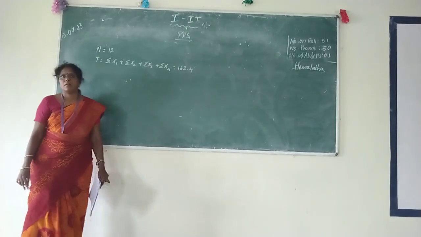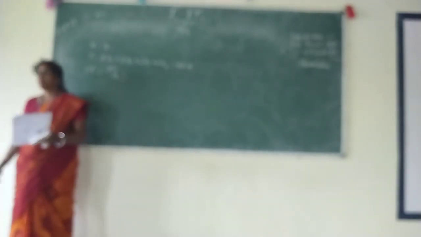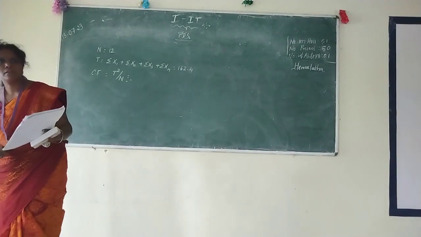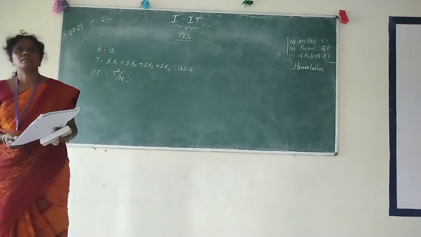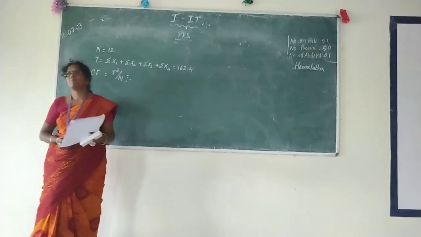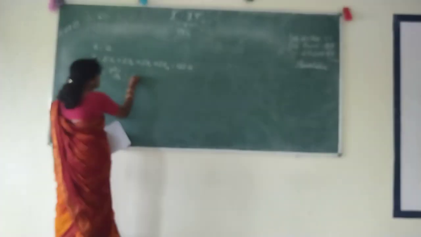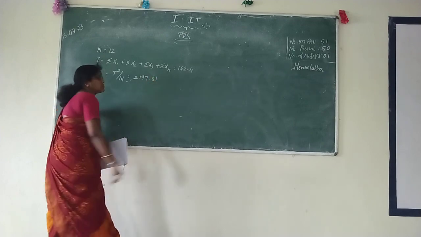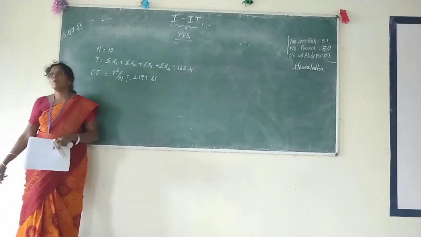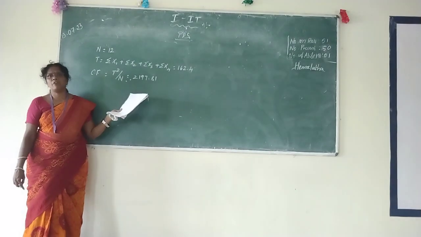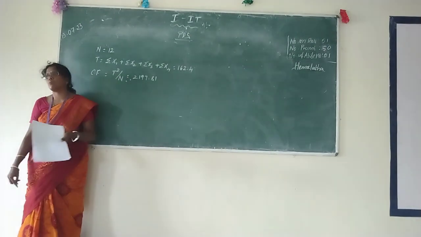Next, find the correction factor, T square by N. Square the T value and divide by 12. T square by N is 2197.81. Be careful, you have to square the T value and only then divide by 12. Don't make a mistake there.